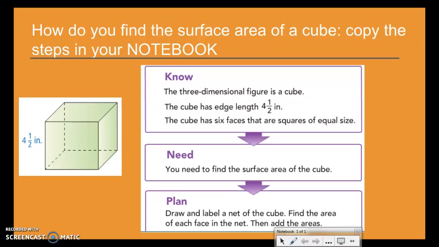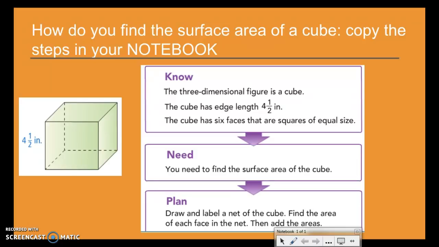Well, first you want to draw your cube. As you can see here, this little cube is 4 1/2 inches long on one of the edges, excuse me. So the one thing that we need to know is the three-dimensional figure is a cube. Ta-da! There it is. The cube has an edge length of 4 1/2 inches. Yes, we know that as well. The cube has 6 faces and they are squares of equal size. And we know this, guys, because we've talked about cubes for a couple of years now.